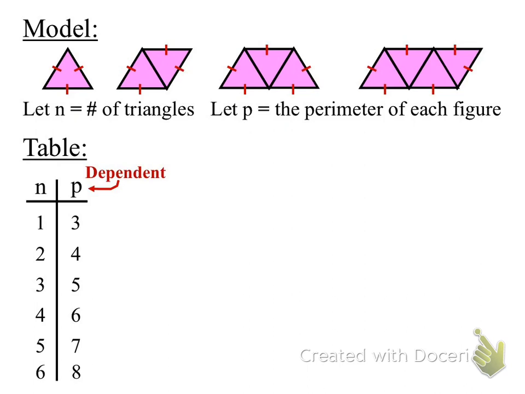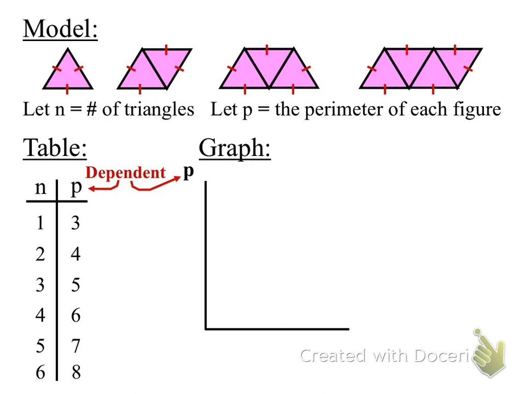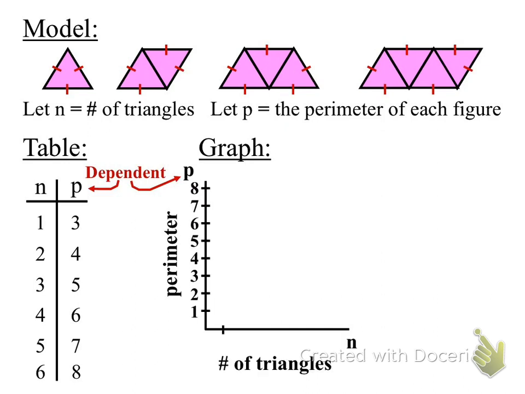Now, let's plot these points on a graph. P is where the Y is, so that stands for perimeter. And the other axis stands for what? Number of triangles. Right? So for 1 I get 3. For 2 I get 4. For 3 I get 5. For 4 I get 6. For 5 I get 7. For 6 I get 8.